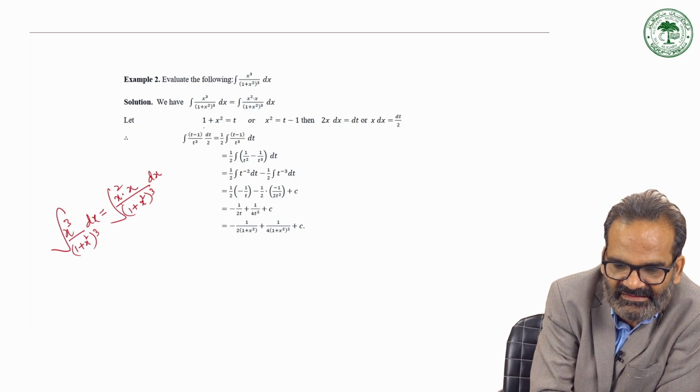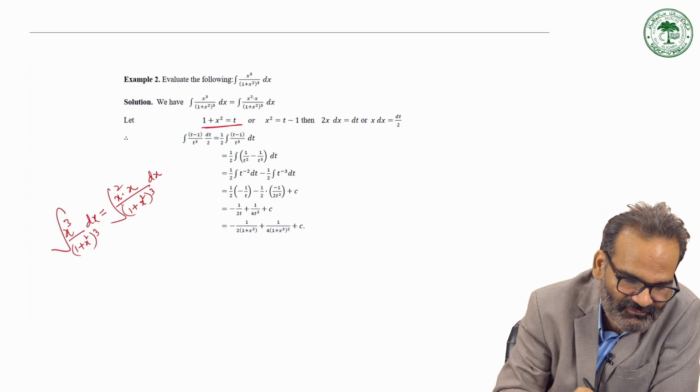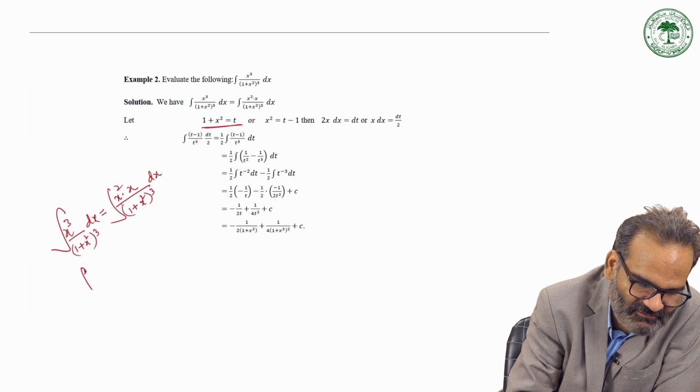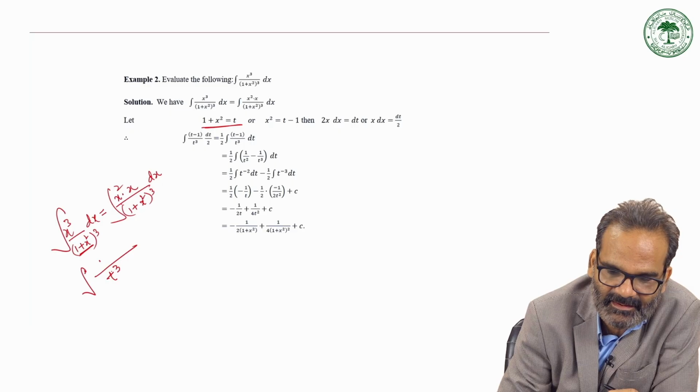Now after that we will take 1 + x squared as t. See, if 1 + x squared is t, then what will happen? We have taken this term as t, so we are getting here t raised to power 3. What is left?